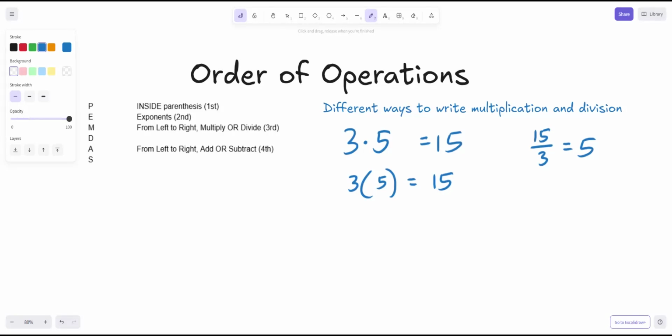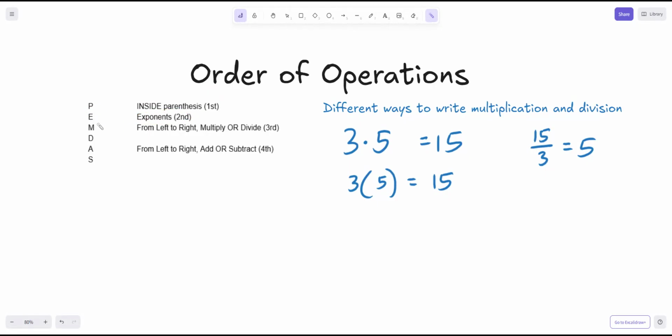This video covers orders of operations. So in elementary school, you probably heard of the acronym PEMDAS, with P being parentheses. So we always want to solve things inside the parentheses first. Next is E, or exponents. You always want to do exponents afterwards.